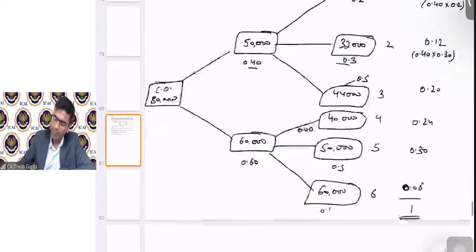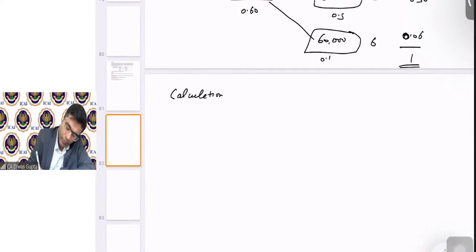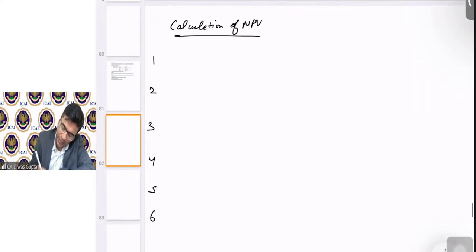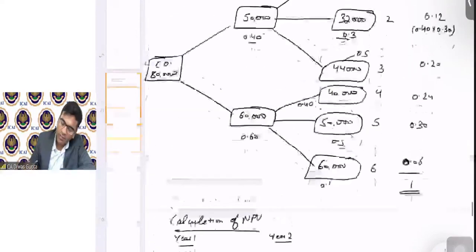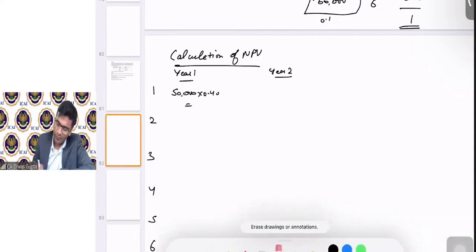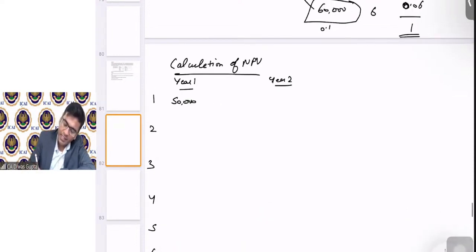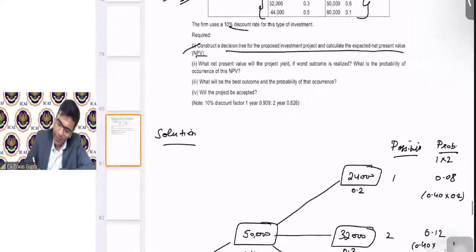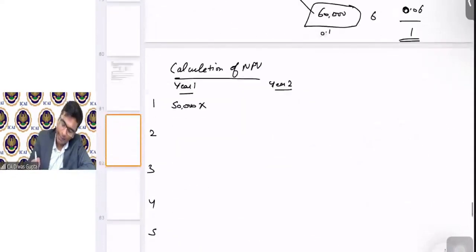Then next part comes as NPV. So there are 6 possibilities: 1, 2, 3, 4, 5, and lastly 6. So the first one is year 1 cash flows and year 2 cash flows, right? So what are the possibilities in year 1? First node 50,000, 40% probability. We are trying to calculate the present value, right? So 50,000 into present value factor of 10%, year 1 is 0.909, which is how much? 45,450.